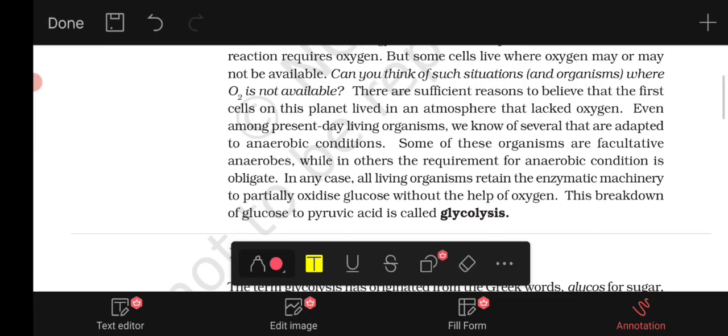In any case, all living organisms retain the enzymatic machinery to partially oxidize glucose without the help of oxygen. So the initial step doesn't require oxygen. It is the partial breakdown of glucose to pyruvic acid. This is called glycolysis, and it is present in all living organisms. It takes place in the cytoplasm, not in any cell organelles, and it is the only mode of respiration in the anaerobes. This partial breakdown of glucose to pyruvic acid is called glycolysis. This is the first step of respiration.